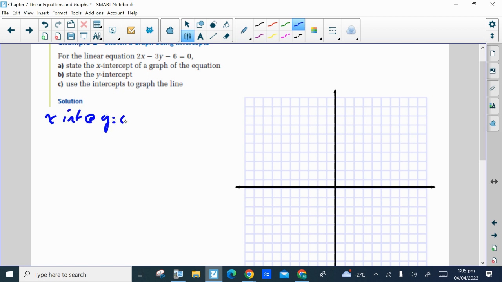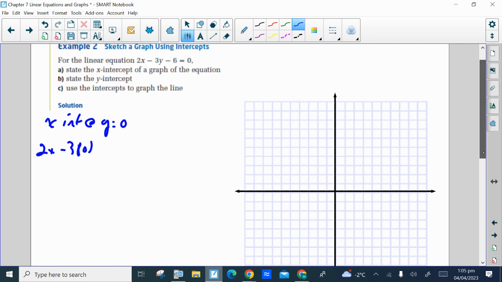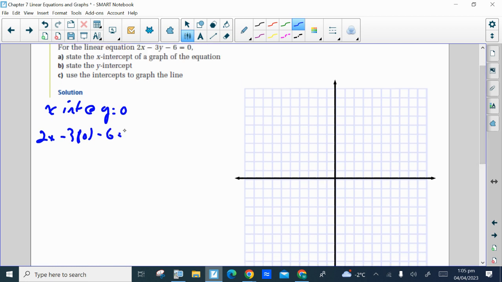So the x-intercept is where y equals 0. So you're going to let y equal 0 in the equation. And essentially that term disappears. 3 times 0 is 0. 2x take away 0 is 2x. So now you're working with 2x minus 6 equals 0. By adding 6 to both sides and then dividing by 2, 6 divided by 2 is 3. X is 3 when y is 0, so that's the point 3 comma 0.